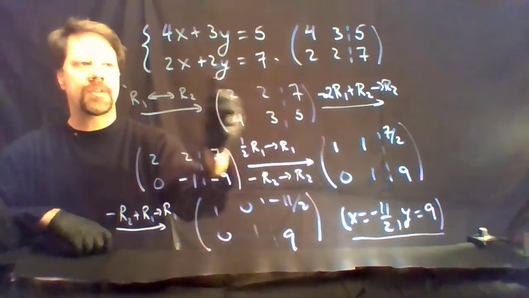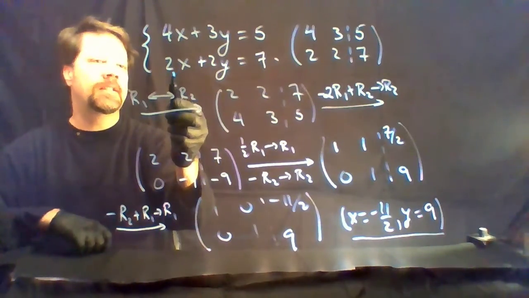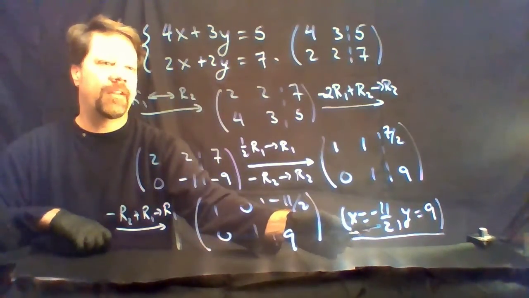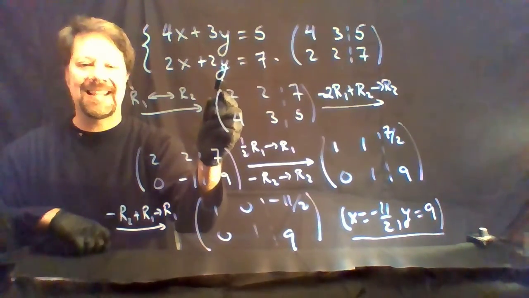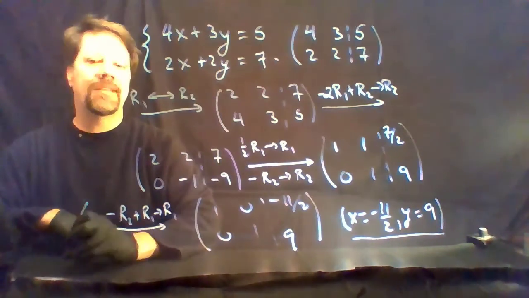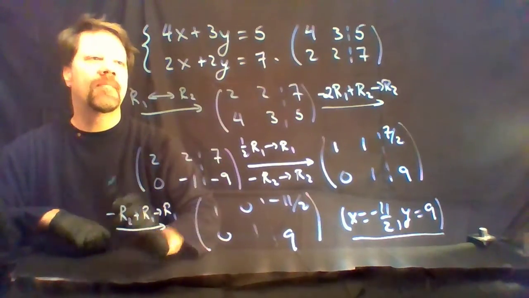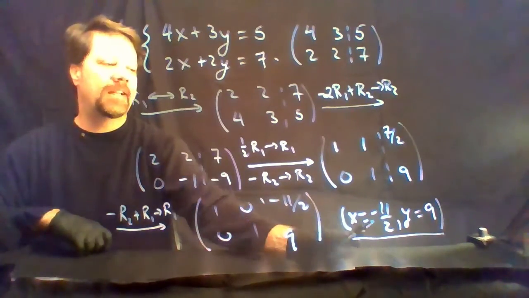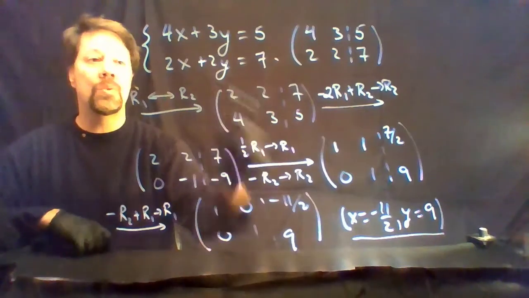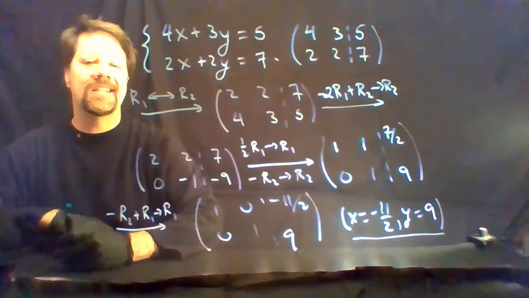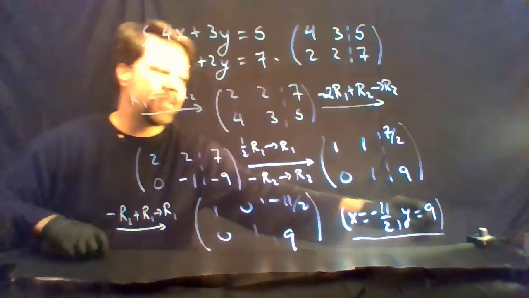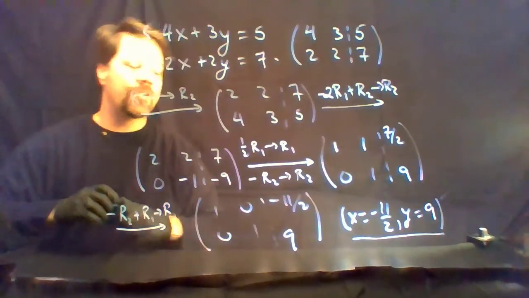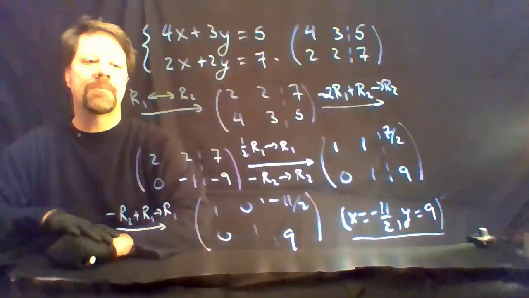We can just substitute in. On the second equation, 2 times negative 11 halves is negative 11. 2 times 9 is 18. 18 minus 11 is 7. 4 times negative 11 halves is negative 22. 3 times 9 is 27. 27 minus 22 is 5. So this is, in fact, the solution to the original system of equations.